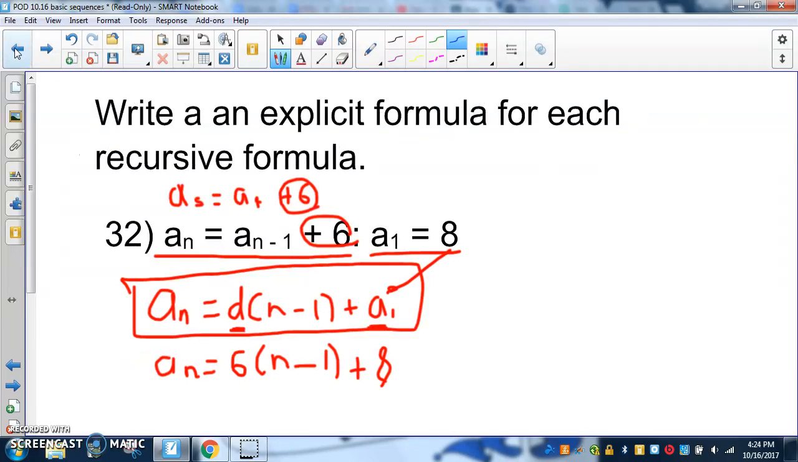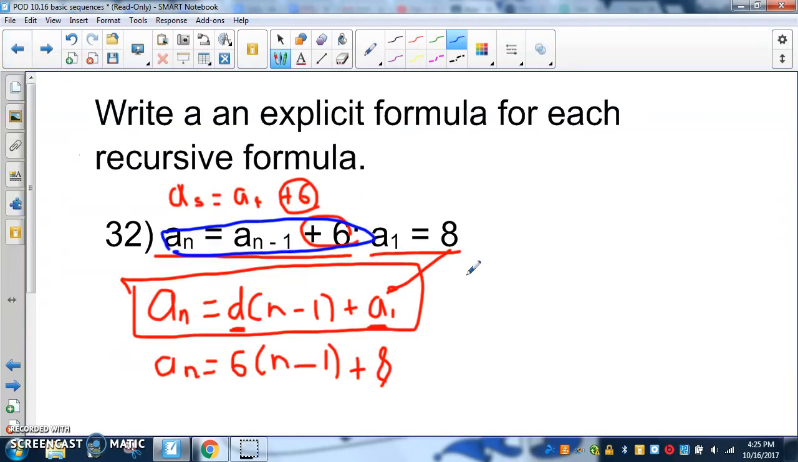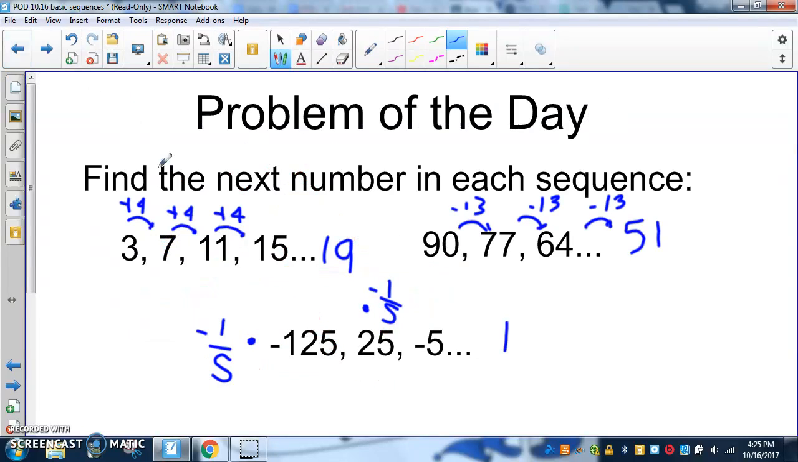And if you notice, here's a recursive formula right there. It's going to look just like that. A sub n equals a sub n minus 1 plus some common difference. Now the question is, this is written slightly different than our explicit formula a little bit ago, but the common difference is still in the same place. It's next to n. So right here, common difference. Notice it's next to n minus 1. It's actually still in the same place.